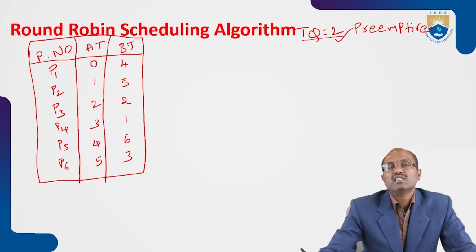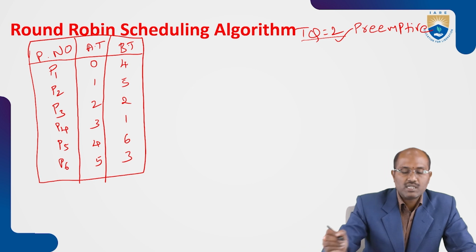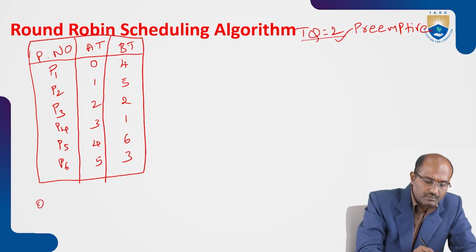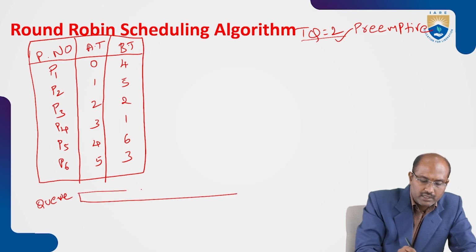The data structure we use in the round robin scheduling algorithm is a queue data structure. So there is a queue in this data structure.